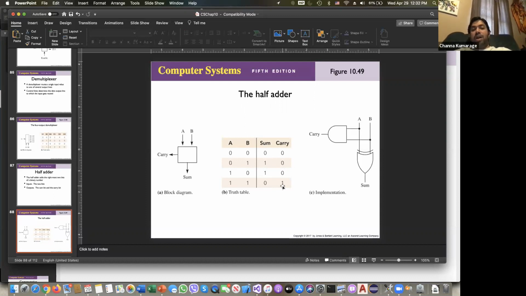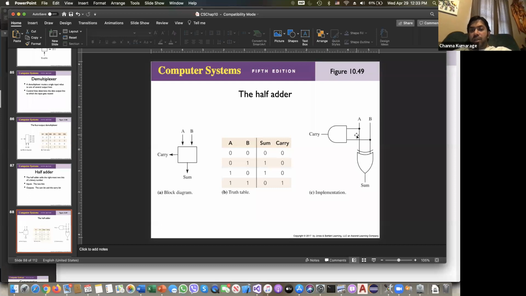This is the truth table for adding two numbers. We call this a half adder. What does that mean? Let's say your two inputs are A and B, which come into a logic gate, and you get a sum and a carry bit. Sum and a carry bit. So A and B come here.